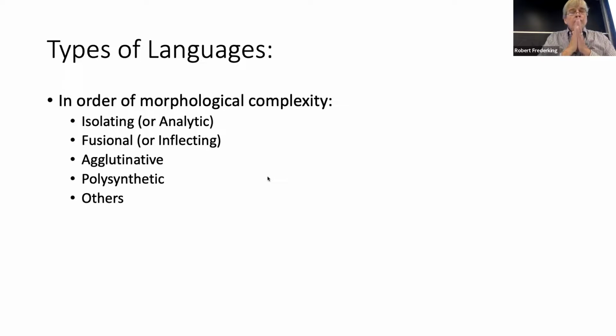Now, because different languages behave wildly differently with regard to how these systems work, linguists have divided the languages up into large types, and this is called language typology. If you're going to start working with a new language, the first thing you figure out is what general class of language it is. So, going from morphologically simplest to more complex, there's isolating, fusional, agglutinative, polysynthetic, and others. Let's look at each of these relatively quickly.